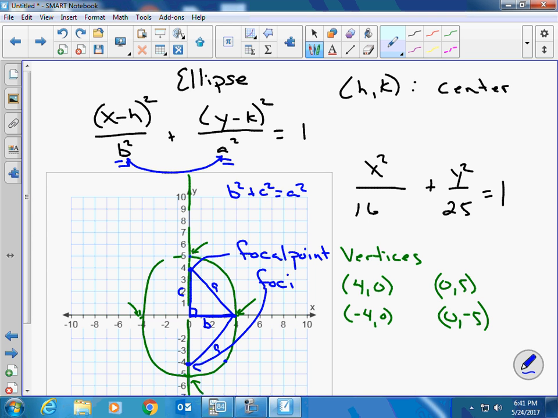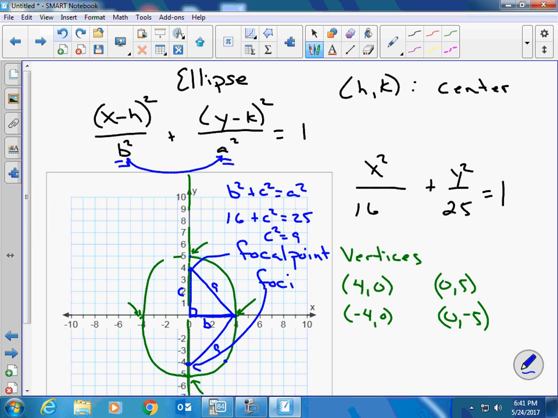I know that B squared, sorry, is 16. And I know that my A squared was 25. How do I know that? The equation tells me what B squared and A squared are. Doing some little solving, I get subtract, and C squared equals 9, and so C equals 3. The length of my focal point, or the distance between my center and my focal point, is 3.